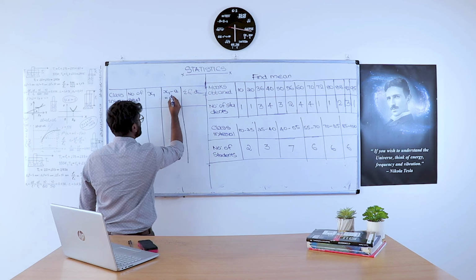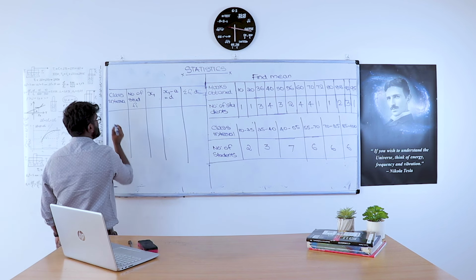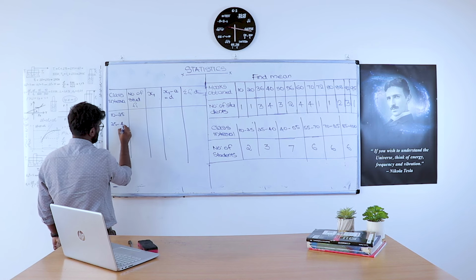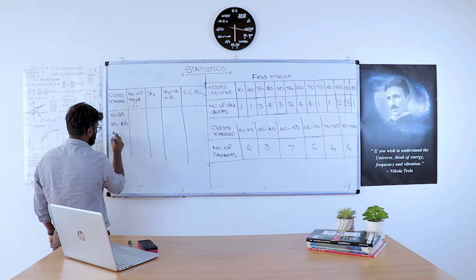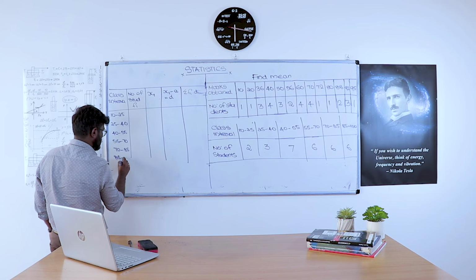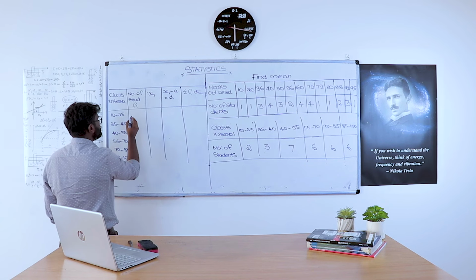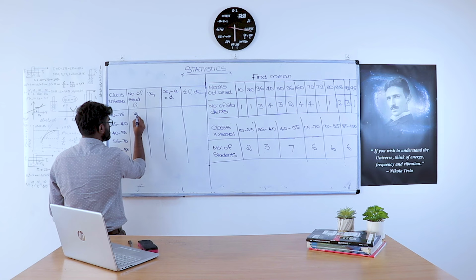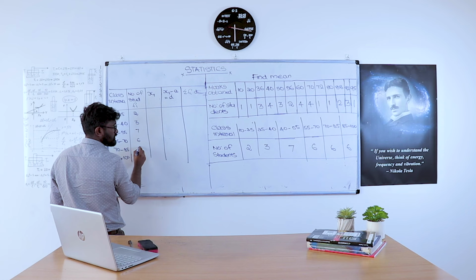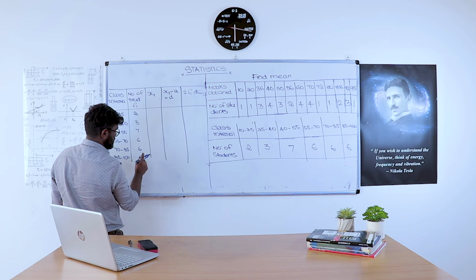So I will tell you what is a and d. Class intervals are 10 to 25, 25 to 40, as we know, 40 to 55, 55 to 70, 70 to 85, and 85 to 100. What is fi? 2, 3, 7, 6, 6, 6.